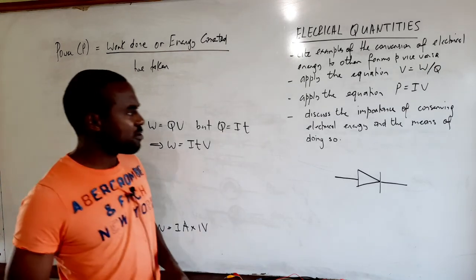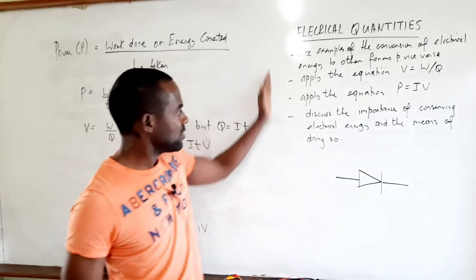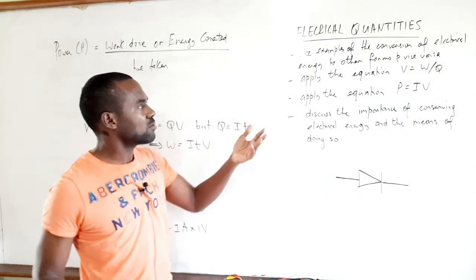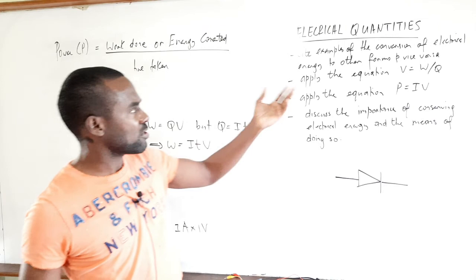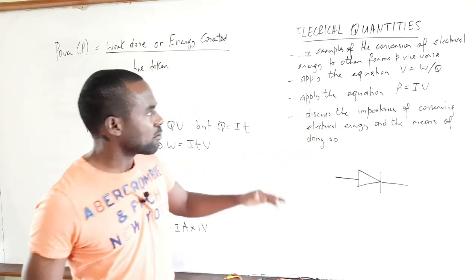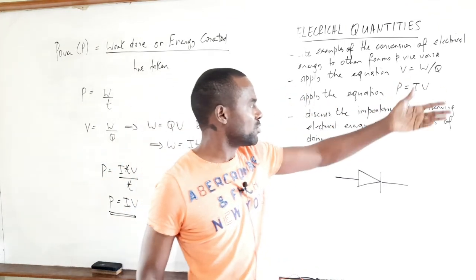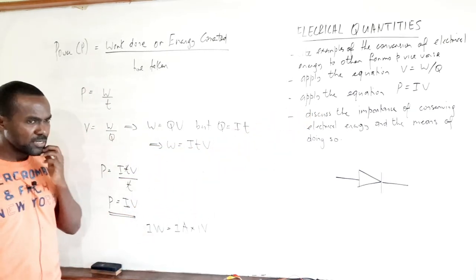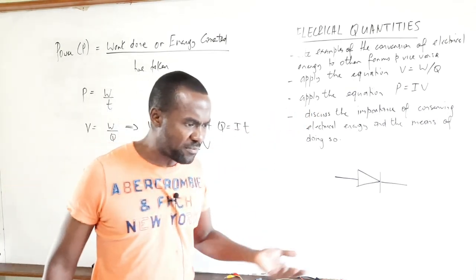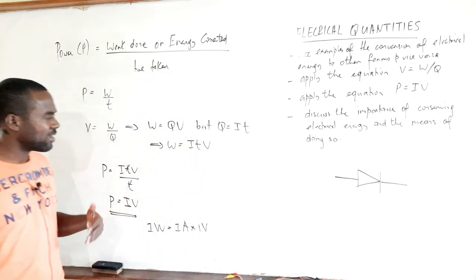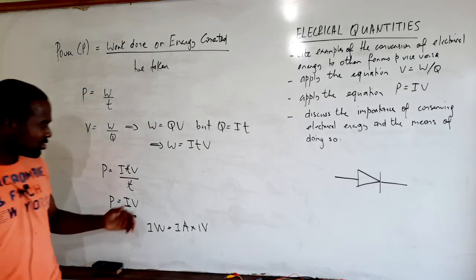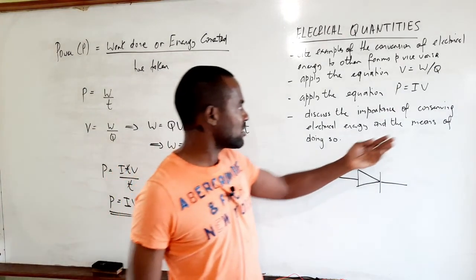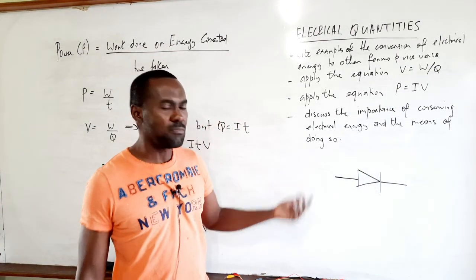Right, so we've more or less looked at the requirements of this section of the syllabus. We're able to talk about energy being converted from electrical to other forms and vice versa. And of course, apply the equation V equals W over Q. We looked at the derivation of the equation P equals IV. Now, bear in mind, the syllabus does not require you to derive this equation, but of course, I went through the derivation to show you how the equation came about. And of course, we were able to discuss the importance of conserving electrical energy and the means of doing so.